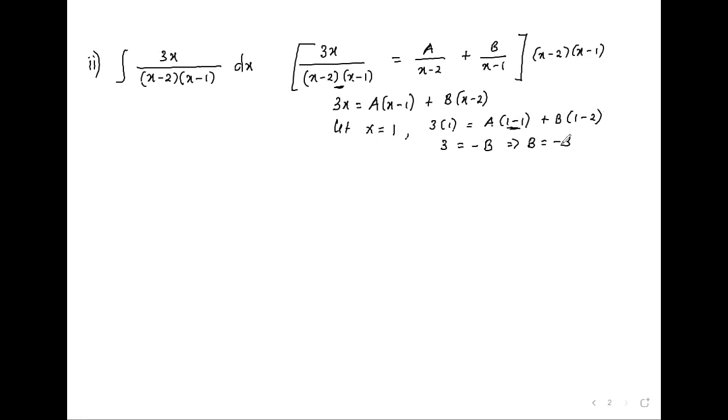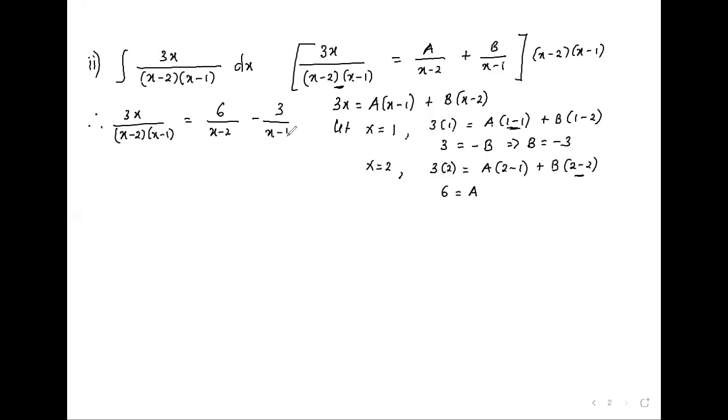Well, we go back to the question and now let x be equal to 2. So that we can have 3 times 2 is equal to a(2 minus 1) plus b(2 minus 2). This will be 0. So we have 6 is equal to 2 minus 1, which is 1, times a, and we get that. And from there, we're now saying that 3x over (x minus 2)(x minus 1) is actually the same thing as 6 over x minus 2 minus 3 over x minus 1.